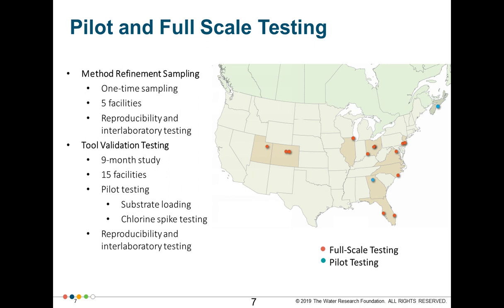Based on the findings from this initial method refinement and sampling phase, we developed standard operating procedures that were used as the basis for our test plan for tool validation testing. This was conducted over a 9 to 10 month duration at 15 facilities, and the location of those facilities is shown on this map here on the right. Those facilities included both full-scale plants and 2 pilot plants.